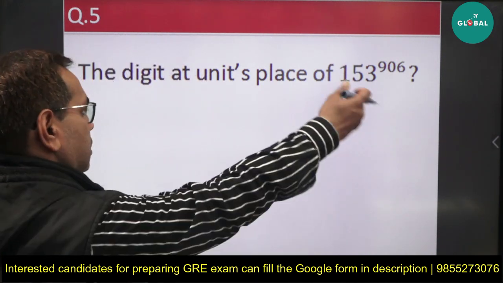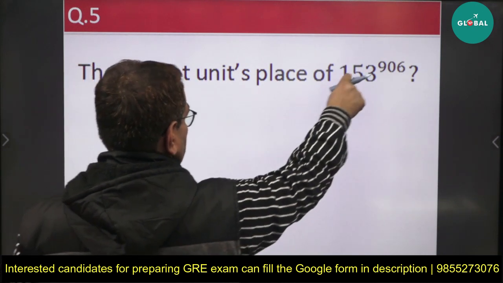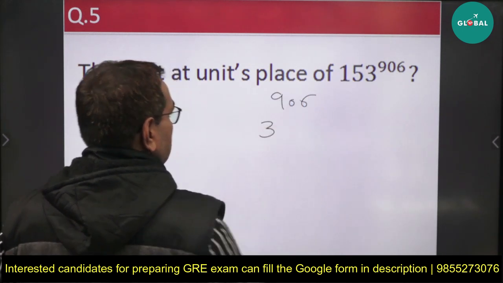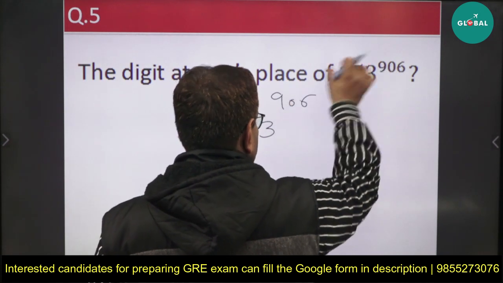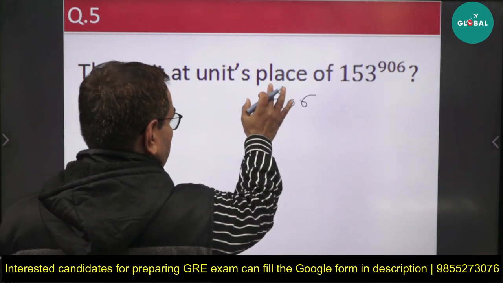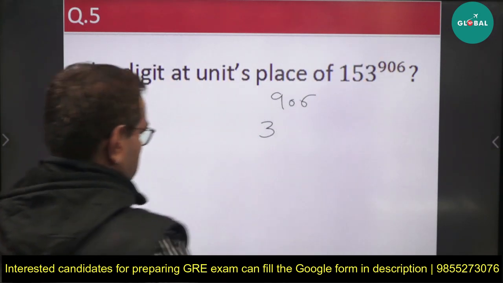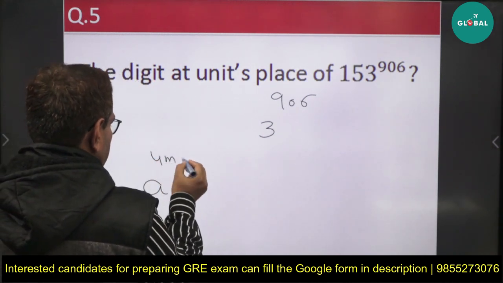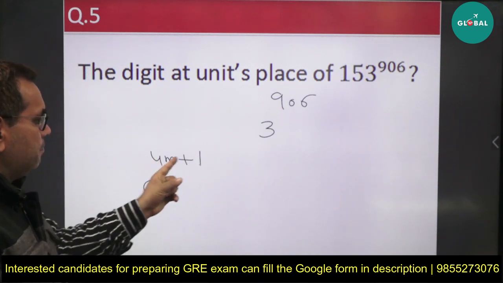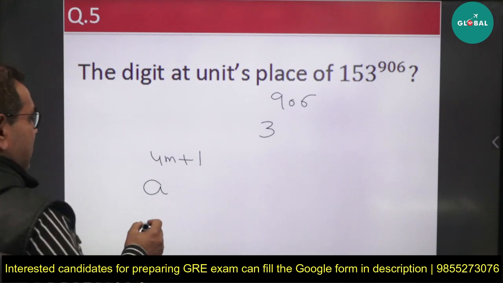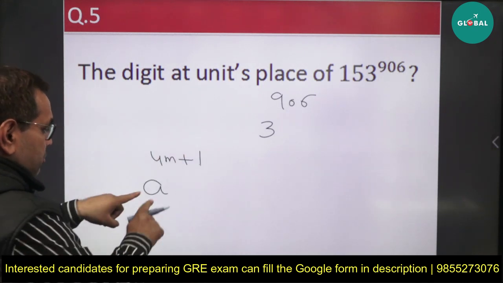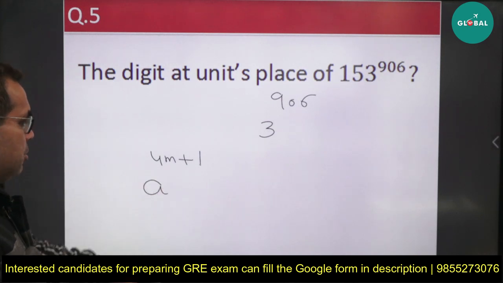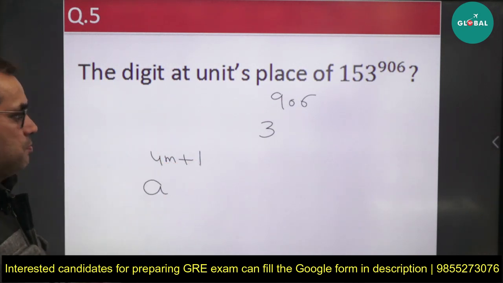Okay, so now let us see. The digit at the unit place of this number is the same as the digit at the unit place of 3 to the power 906, remember. Just read the unit place digit here, its power. Now we know that if we have a number, say a to the power 4m plus 1, so this is of the form 4m plus 1. In that case, the digit at the unit place of this number is the same as the digit at the unit place of a, remember. If we have 4m plus 1 in the power exponent, right?